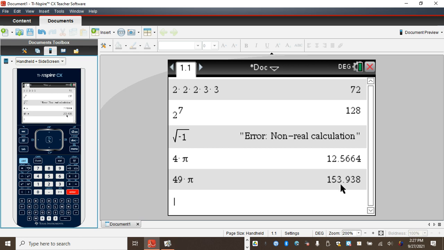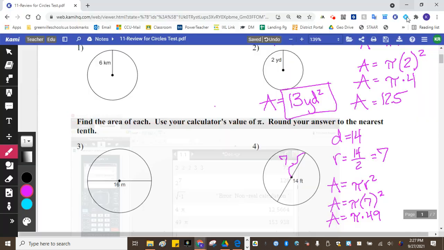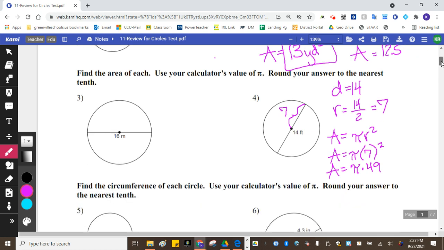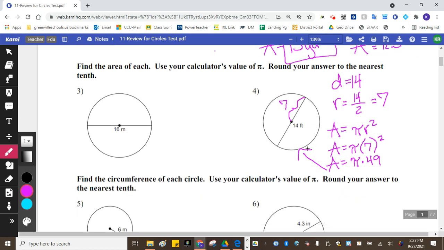153.9. You're rounding to the tenth, so you move your dot 1. Area equals 153.9. All right, remember with rounding, tenth place is the first one after the decimal. So you look at the 3. The 3 is too small, so it's going to stay a 9.